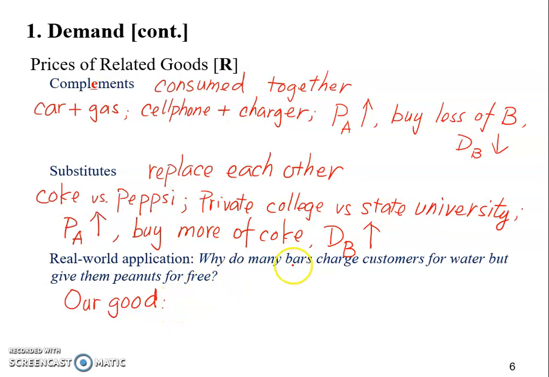Okay, in this case, when we ask bar owners what they really care about, or where they actually make a lot of money, by selling water or peanuts or something else. Okay, if you go to a local bar and ask them, they will tell you they make a lot of money from selling alcohol. Okay, so it's not water, not peanuts.